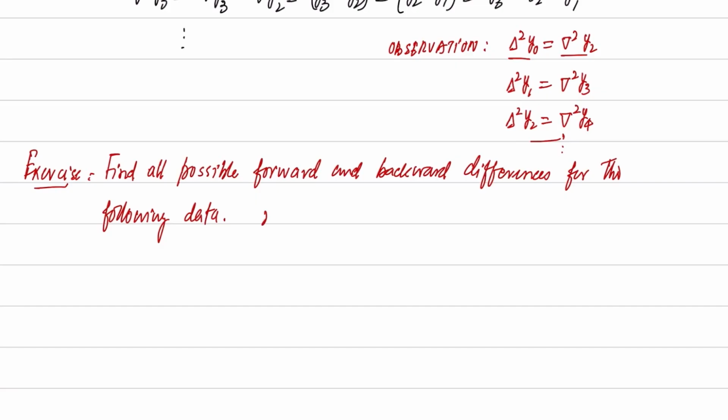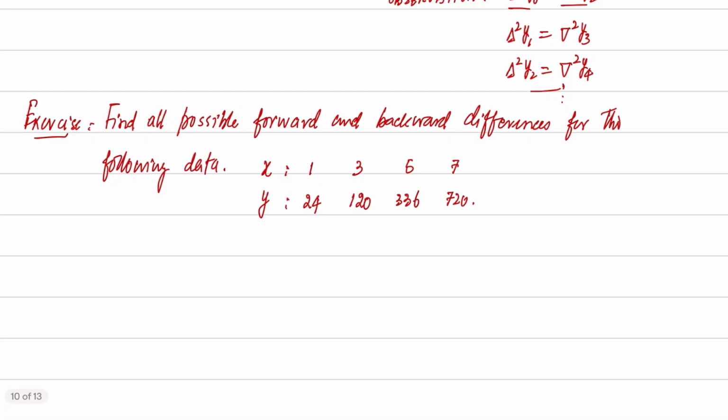And the data is like this. We will write x here and the functional value y in the second row. Suppose that x is equal to 1 and y is equal to 24, x is equal to 3, y is equal to 120, x equal to 5, y equal to, suppose, 336, x equal to 7, y equal to 720. We will find all possible forward and backward differences.